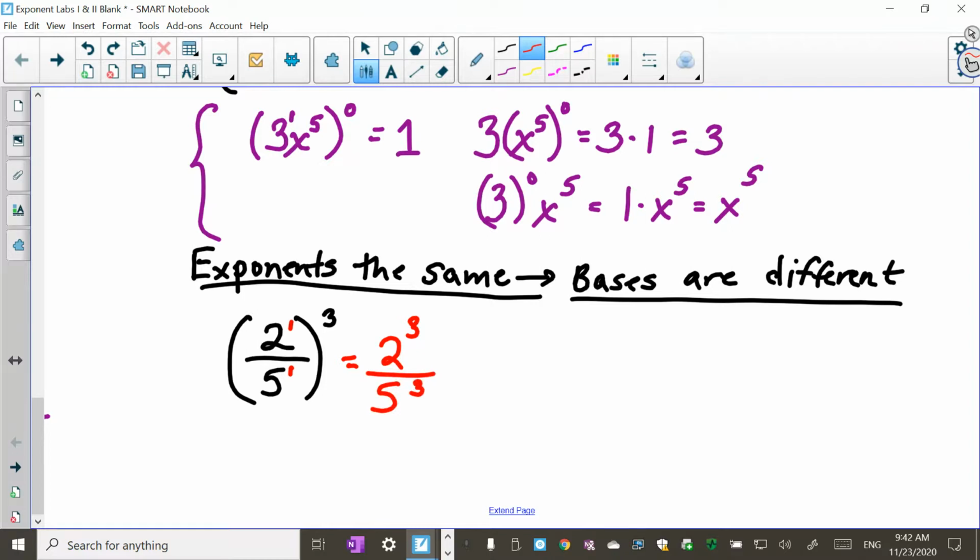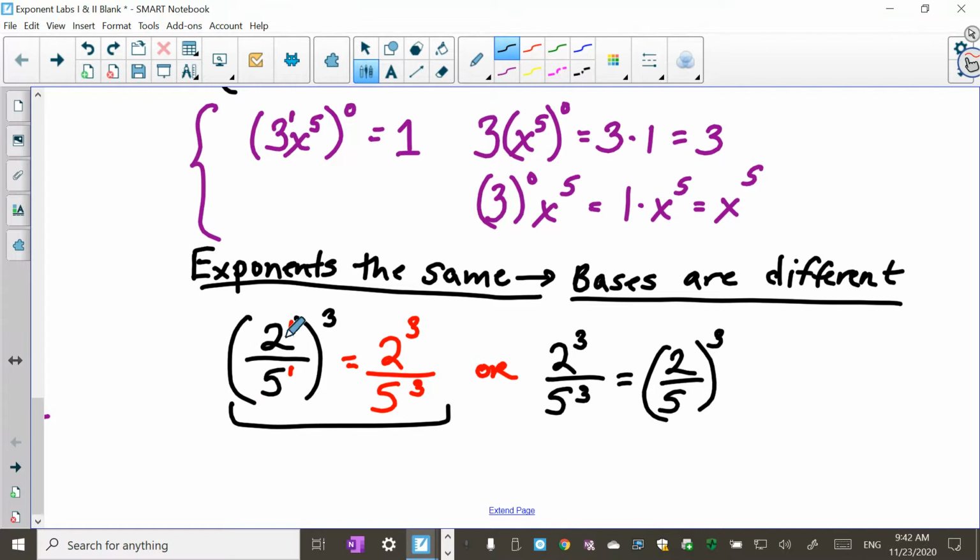So basically, 2/5 raised to the third power is the same as 2 to the third over 5 to the third. Or you could see it like this. I could tell you 2 cubed over 5 cubed is the same as saying 2/5 cubed. So most people are pretty good this way, saying, oh, I know how to rewrite that. I'm just going to multiply power to the power and rewrite it without the parentheses.